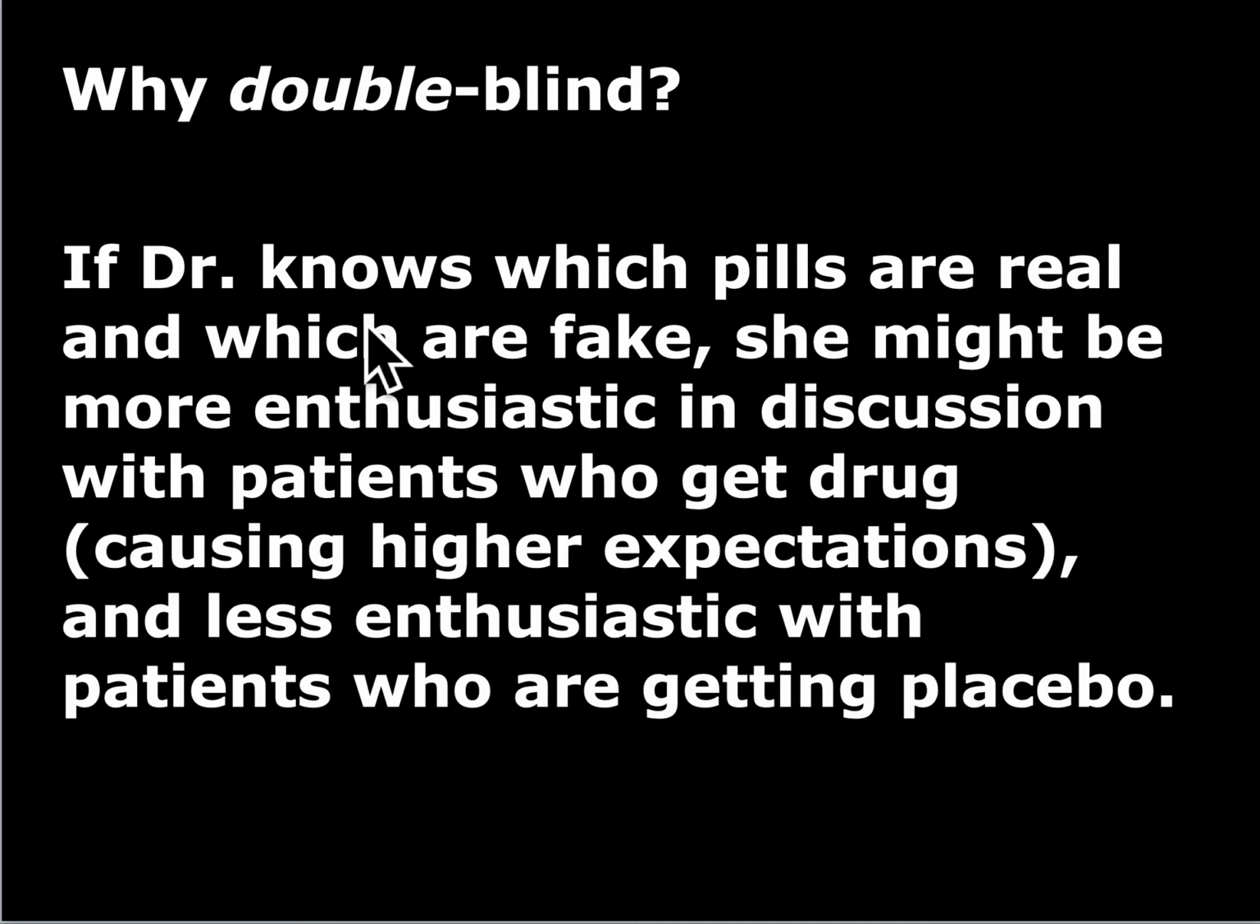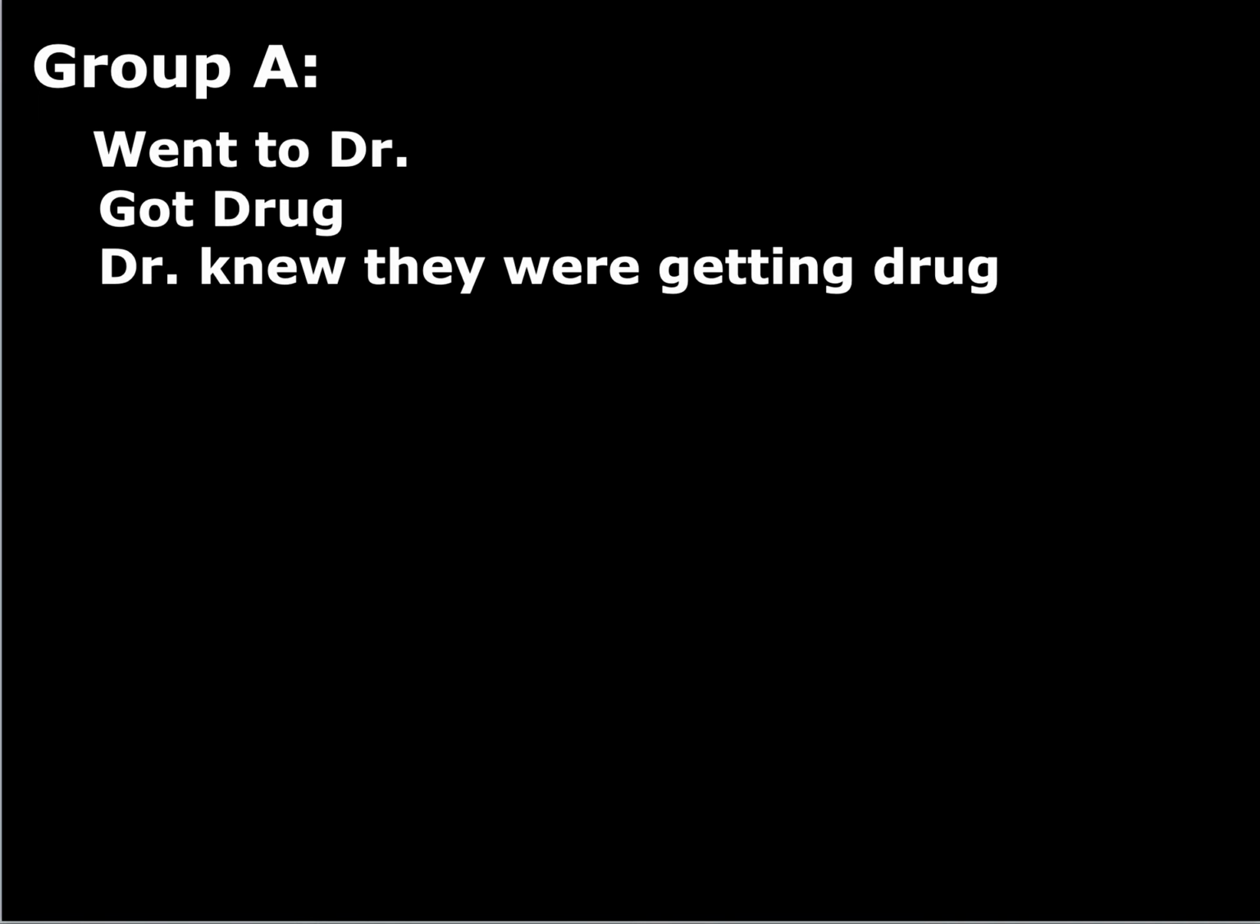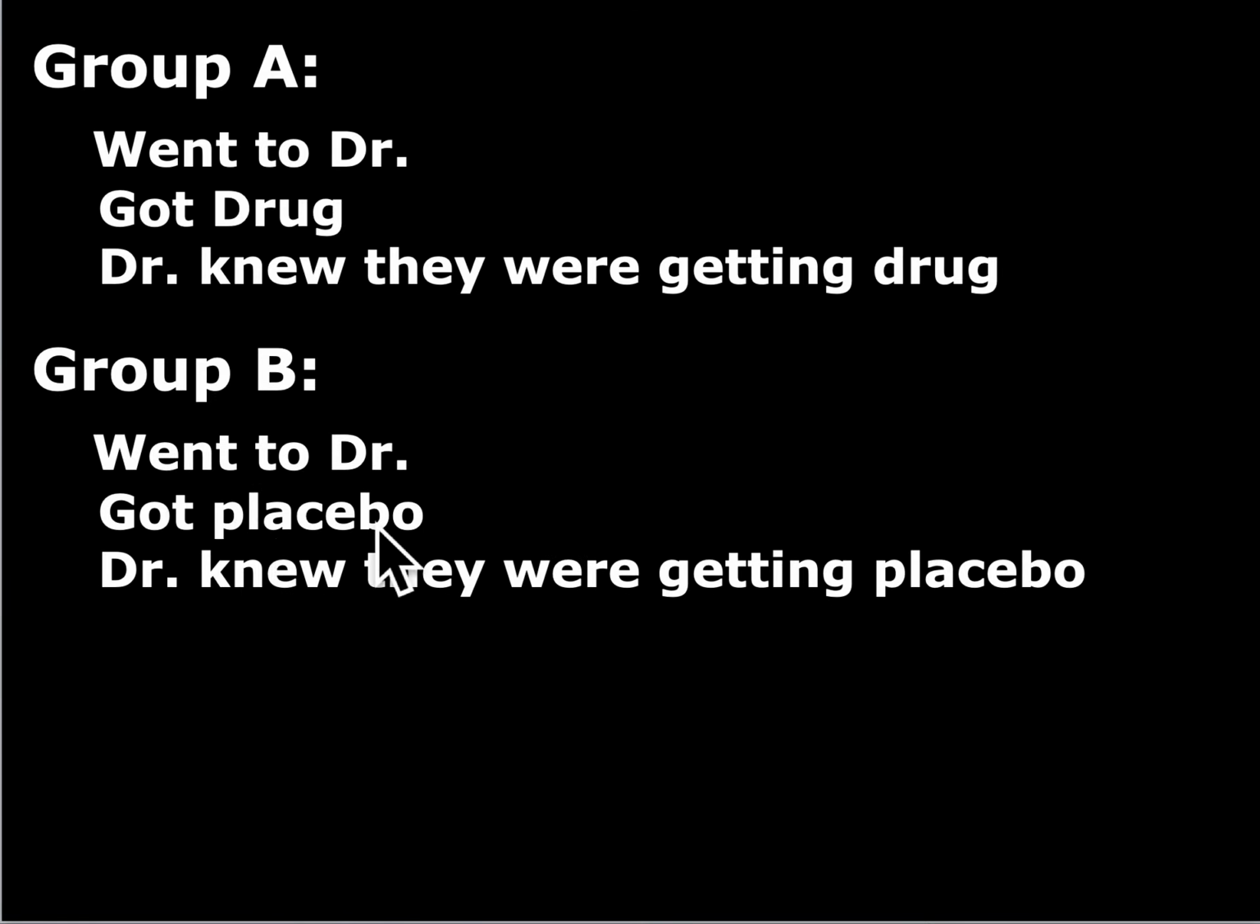Now that might sound like not a big effect, but it can be a huge effect, actually. It's a problem in a lot of early studies. That's why you would move to double blind. Not only does the patient not know, but the person giving the patients the drugs doesn't know. So now you're controlling for that as well. So now in Group A, here are the things that are going on with the Group A people. They went to a doctor, they got a drug, the doctor knew they were getting the drug. This isn't double blind yet, this is single blind. But with Group B, went to a doctor, got placebo, the doctor knew they were getting placebo.